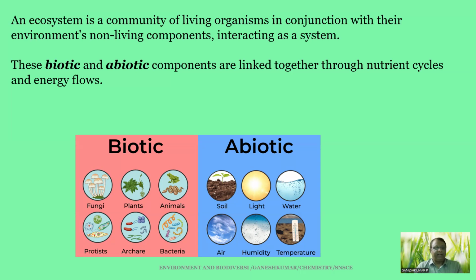So what is a biotic factor? A biotic factor or biotic component is nothing but one which is a living thing. An abiotic component is not a living thing. For example, a fungus, a plant, an animal, a human, a bacterium is a biotic component. And abiotic components, which don't have any life, like soil, air, temperature, light, are considered abiotic.